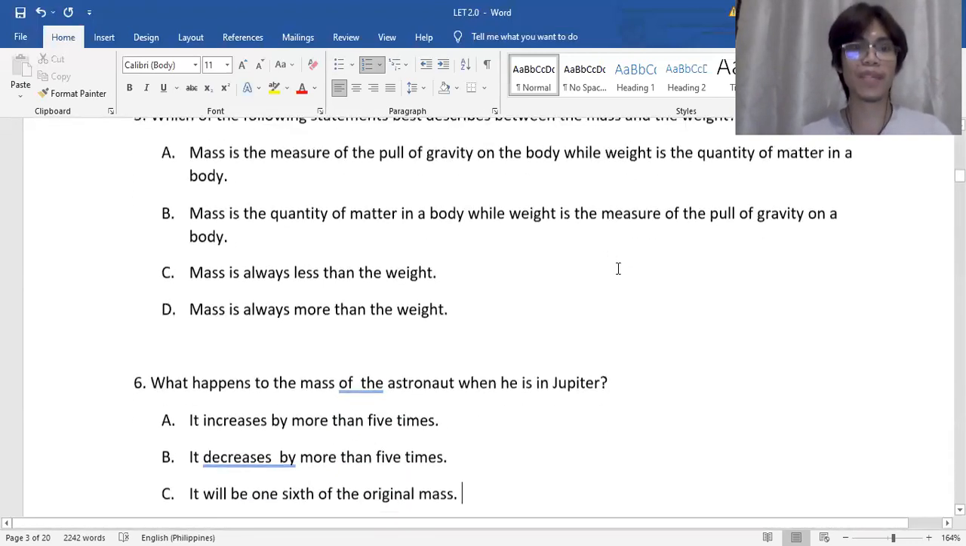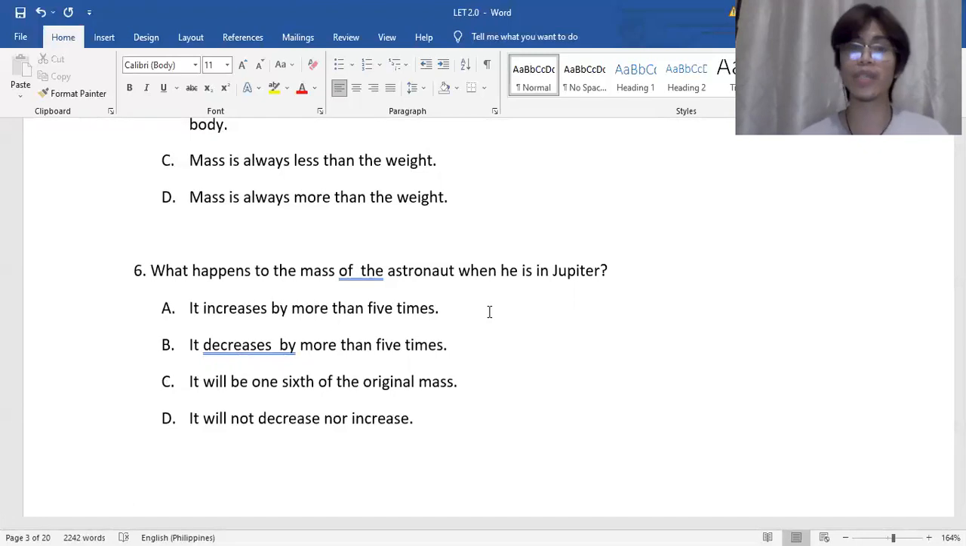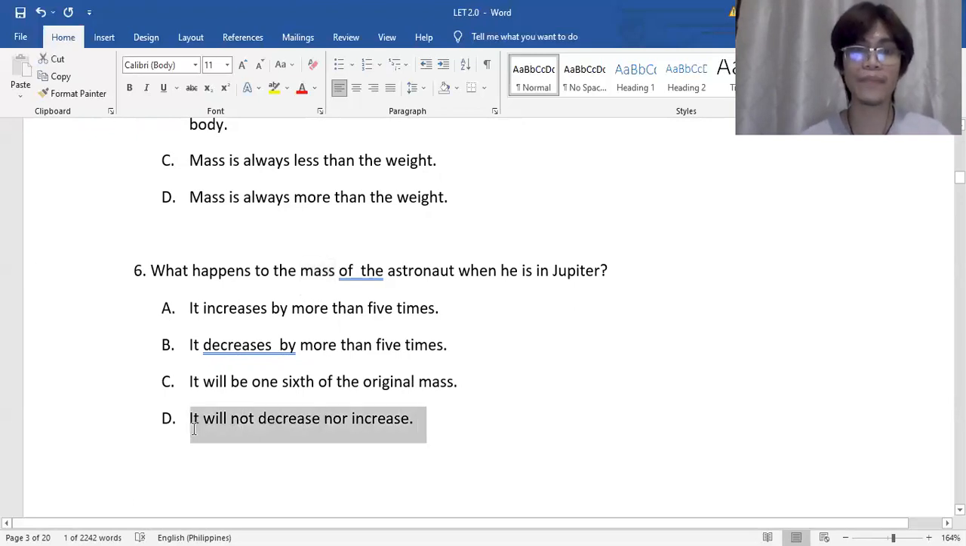How about number 6? What happens to the mass of the astronaut when he is in Jupiter? Take note of the word mass here. It increases by more than 5 times; it decreases, it will be 1/6 of the original mass; and it will not decrease nor increase. Since we are talking about mass here, it's constant. It's not going to affect the astronaut. So it's letter D. It will not decrease nor increase.